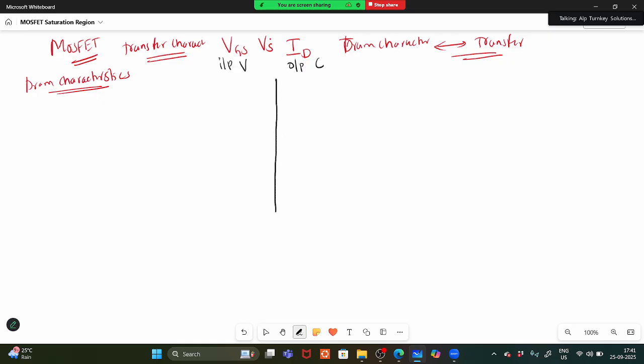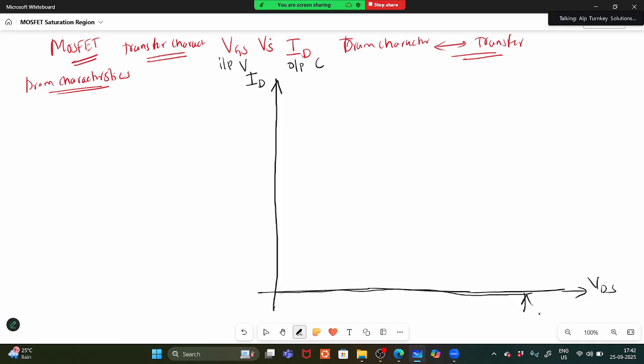So I am drawing the drain characteristics. This is nothing but drain characteristics. This is ID with respect to what? VDS. ID with respect to VDS. So how many regions are there? One is the cutoff region, no? Here this is the cutoff region. What is the condition? VGS is less than or equal to VT. So this is the cutoff region.